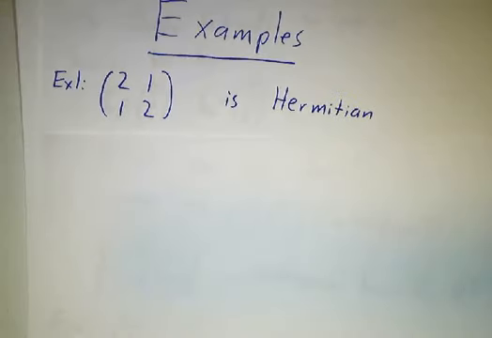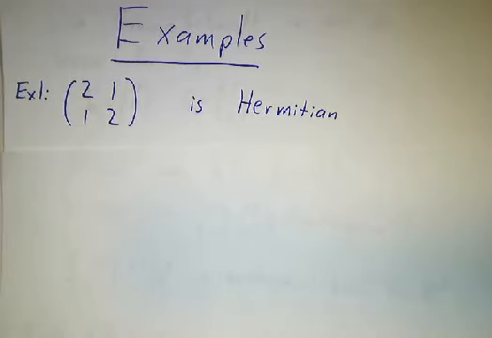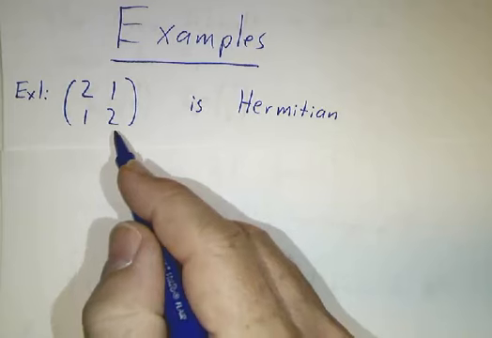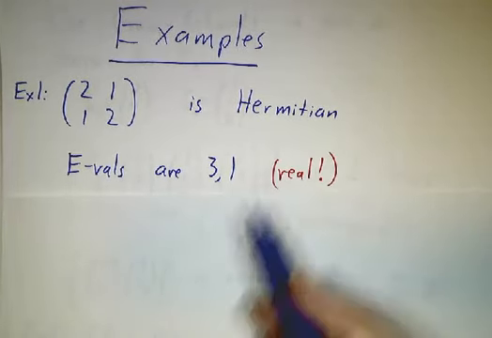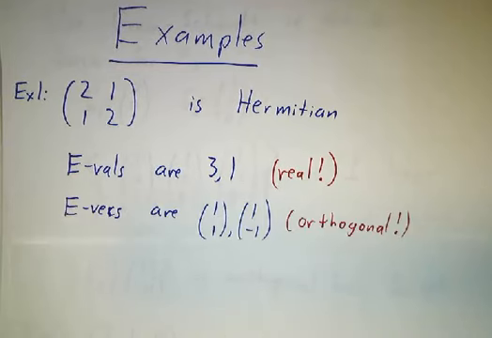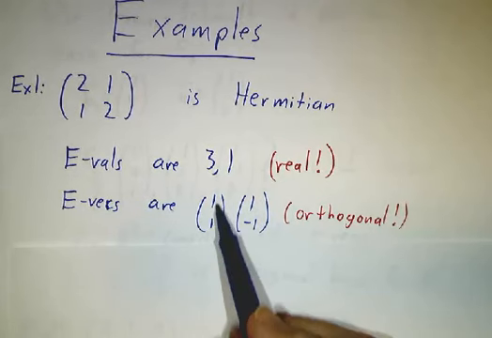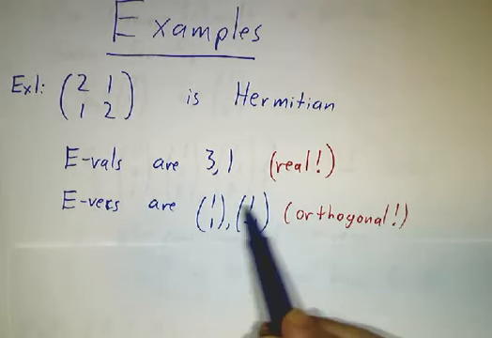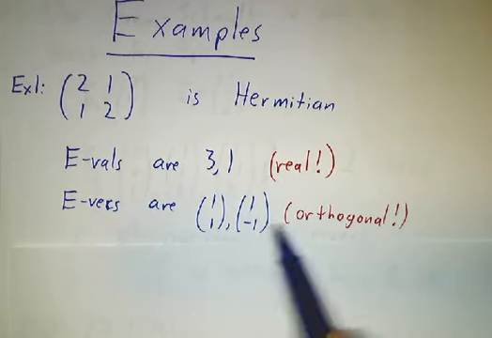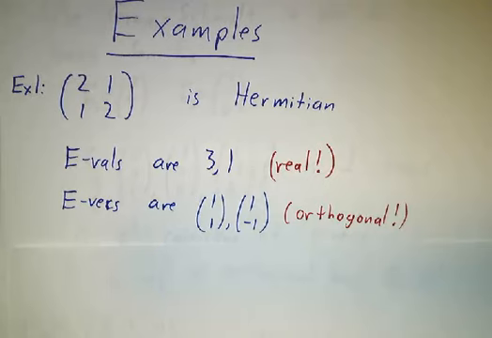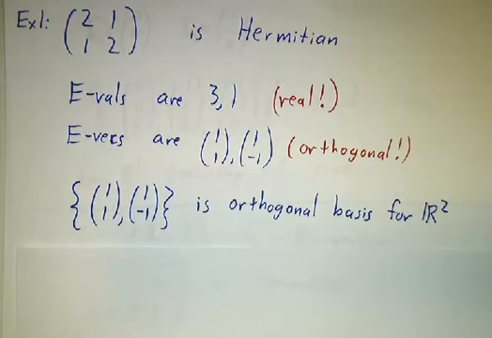Our favorite matrix [[2,1],[1,2]] is Hermitian. You take its transpose and you get the same thing. Take its conjugate, you get the same thing because it's a real matrix. And its eigenvalues are 3 and 1. They're real eigenvalues. And you look at the eigenvectors, and you discover that the eigenvectors are (1,1) and (1,-1). And the inner product of (1,1) with (1,-1) is 0. So orthogonal eigenvectors, real eigenvalues, great. And there's our orthogonal basis for R2.